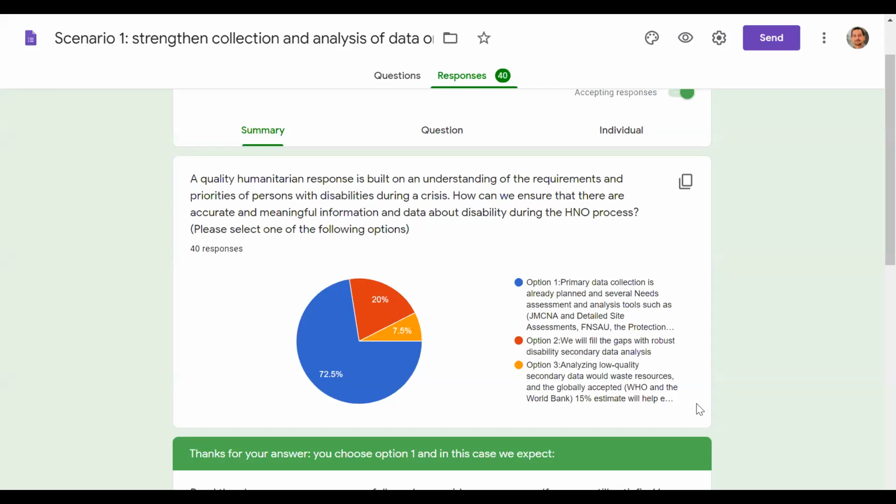Come on, guys, are you mulling over the different options and taking very seriously the decision that you make on this scenario?